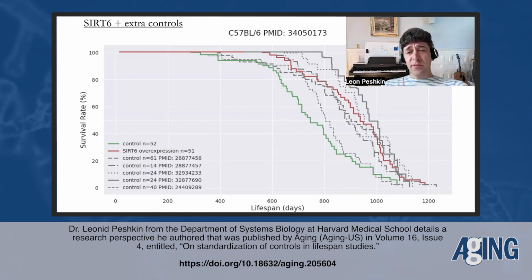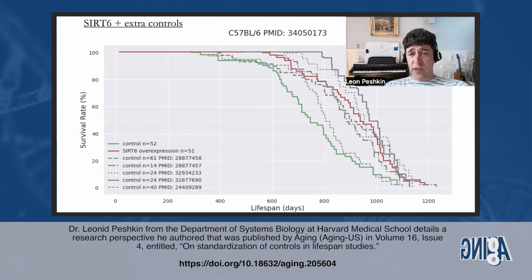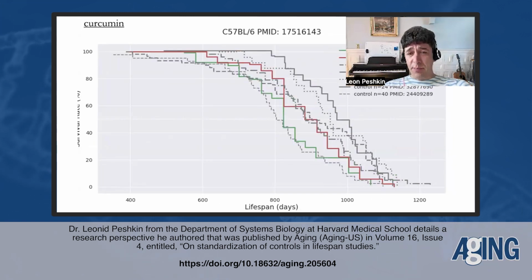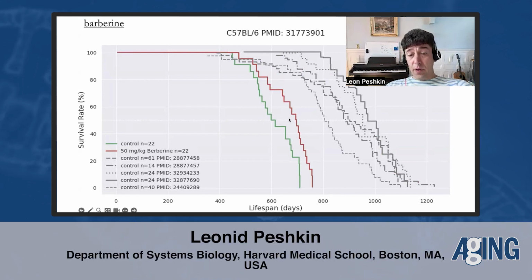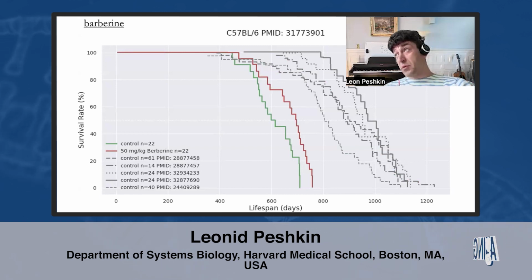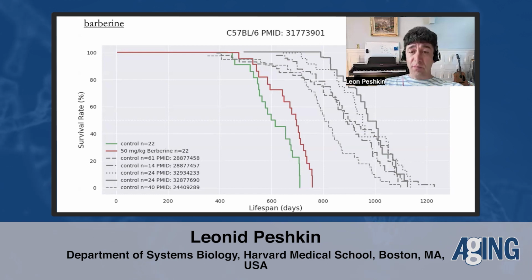Unfortunately, no matter where we turned, the life extension effect in the presence of this literature-wide control looked unimpressive. So these are just other examples. Here's curcumin, again in the presence of controls, and here's barbarian. With barbarian, both control and intervention lived much, much shorter than, again, the same mice of the same strain in other papers. So in this case, taking barbarian would be like taking some sort of drug which helped a certain group in a particular condition, but not healthy controls.